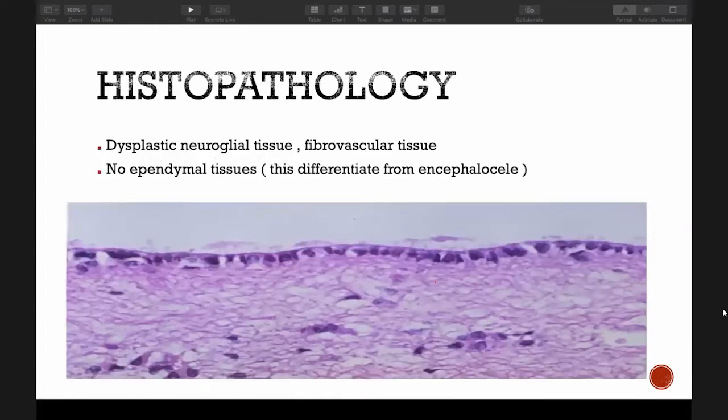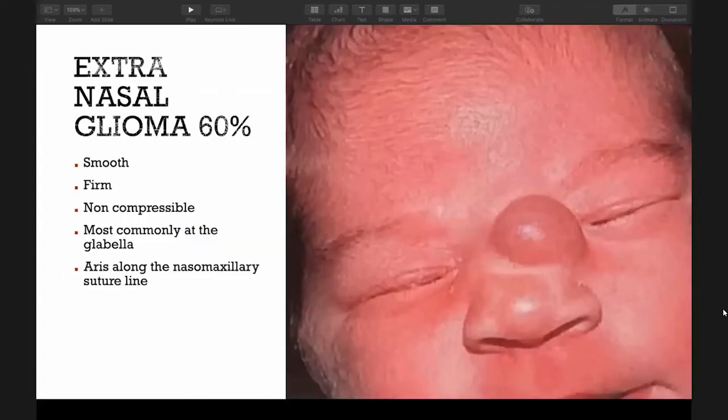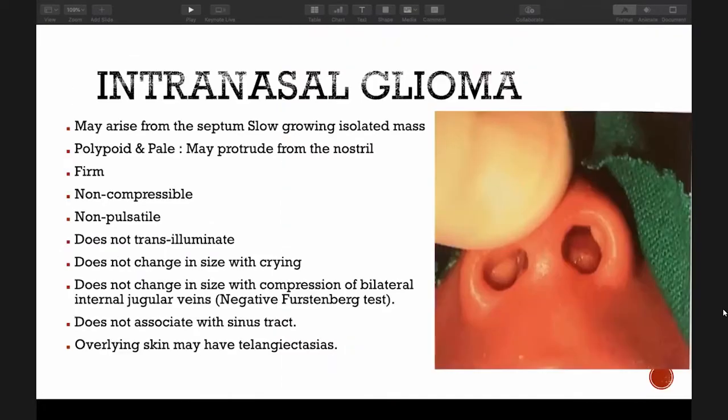So in the histopathology, we will find glial and neuronal tissue and fibrovascular tissue. We will not find ependymal tissue, which differentiates gliomas from encephaloceles. So the extranasal glioma, we will find it as a small, firm, non-compressible mass, most commonly at the glabella. For the intranasal glioma, it may arise from the septum, as a slow-growing and isolated mass. It will look polypoidal and pale. Sometimes it will protrude from the nostril.